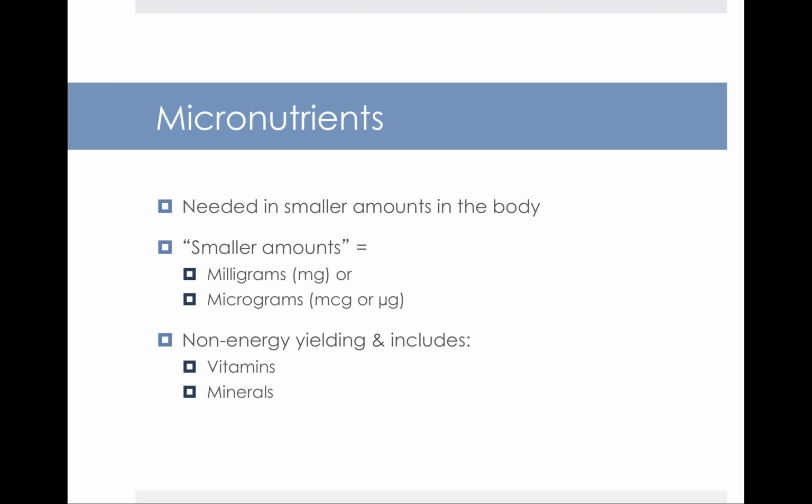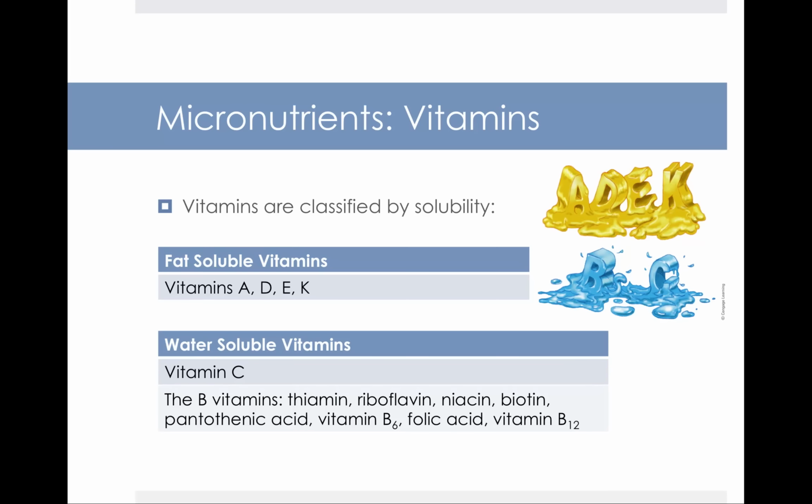The micronutrients consist of vitamins and minerals. And while they're extremely important in overall nutrition, keep in mind that the micronutrients are non-energy yielding, meaning that we do not get calories from them. We're going to start by looking at the vitamins. Vitamins are one of the two classifications of micronutrients, and vitamins are classified by their solubility.